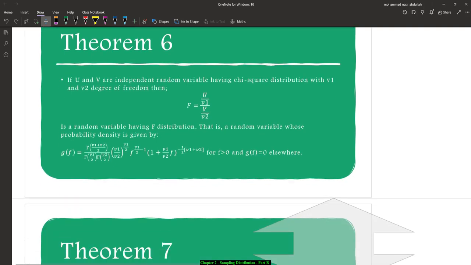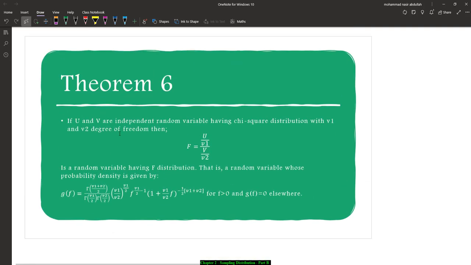So now let's look at theorem number 6. Ada soalan tak setakat ni?